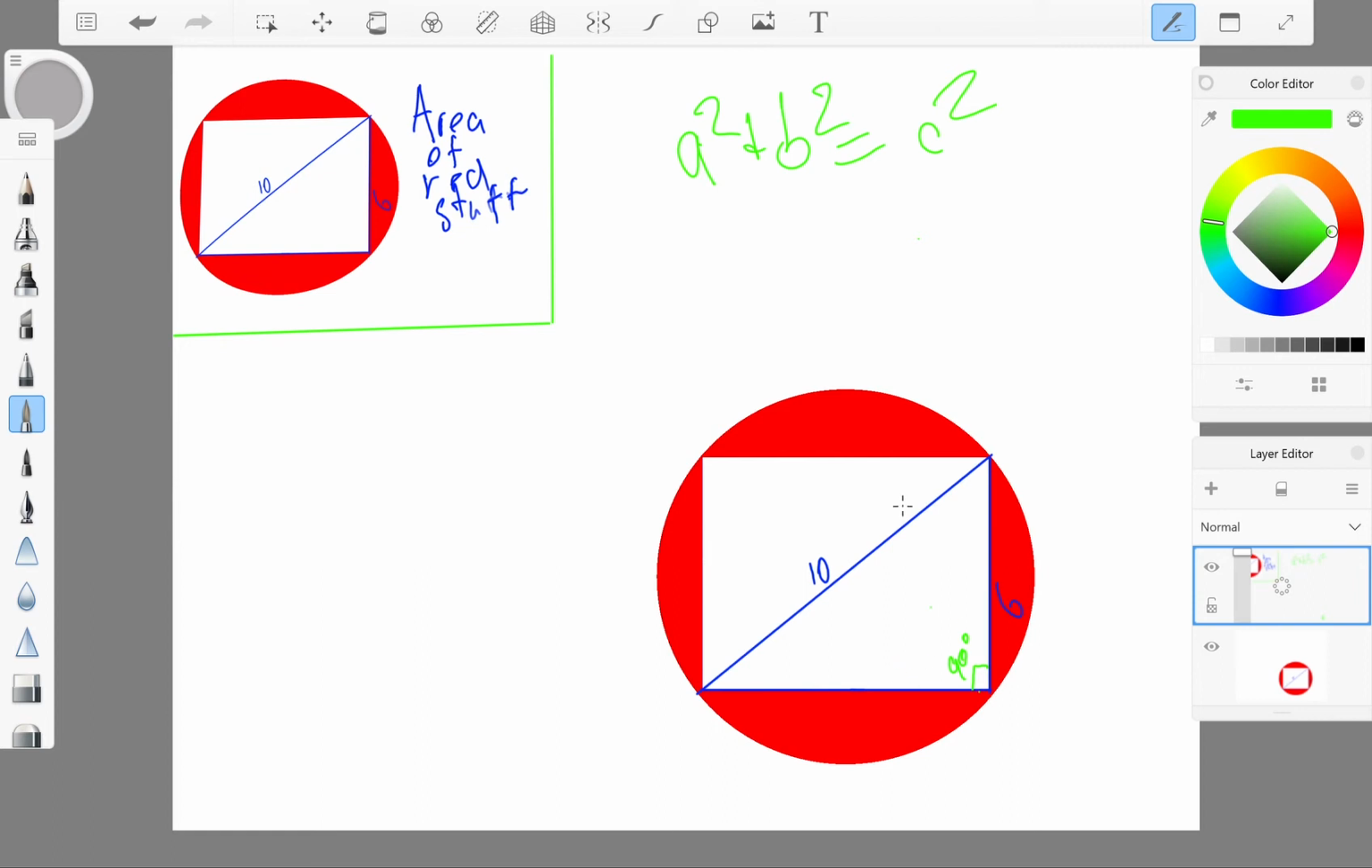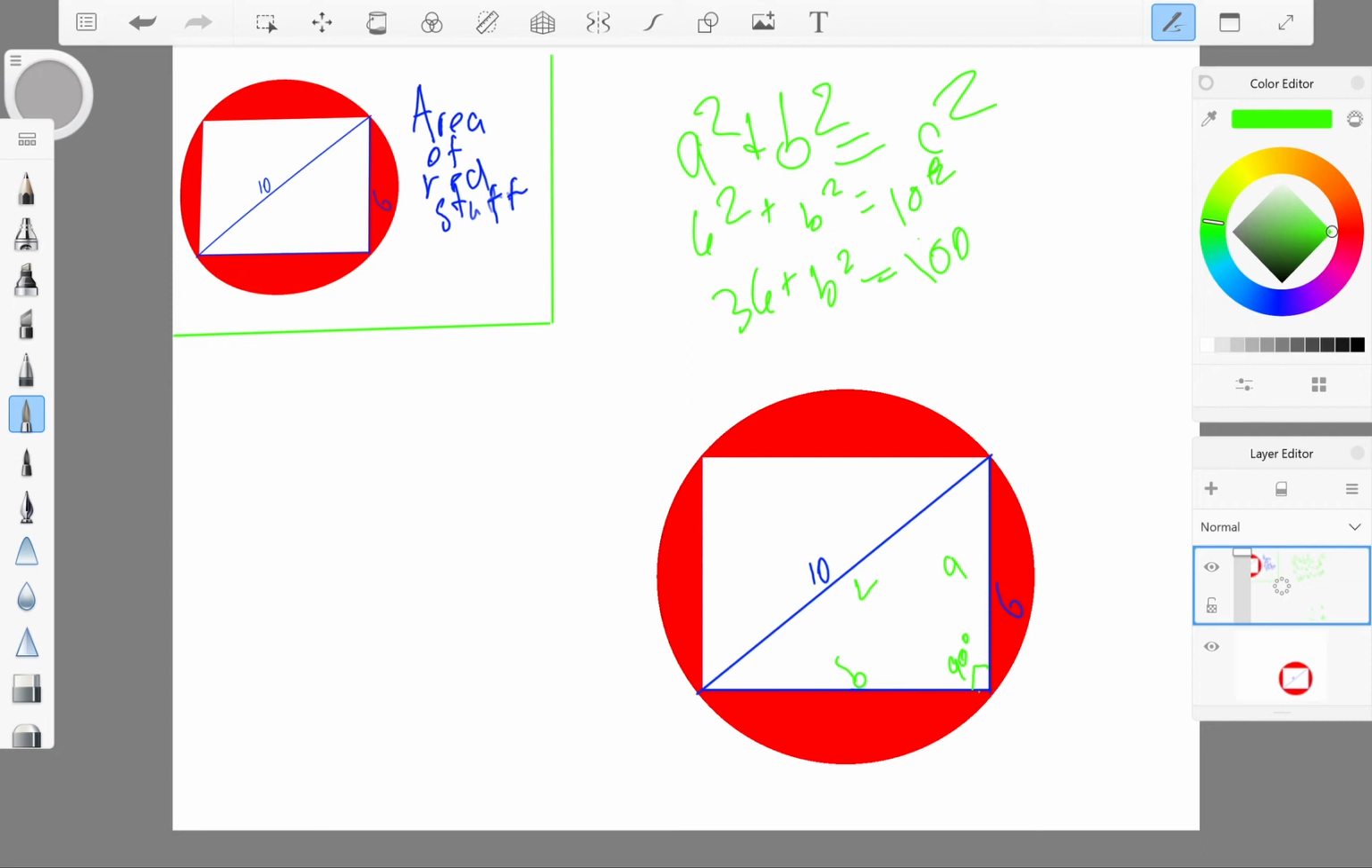So, let's do it for all of our viewers. So this is side A, side B, and side C. So 6 squared plus B squared equals 10 squared. So that's just 36 plus B squared equals 100. Now you can figure this out: subtract 36 and take the square root.